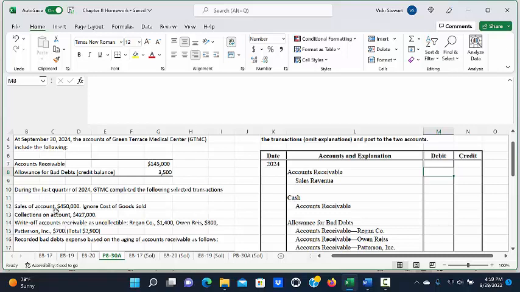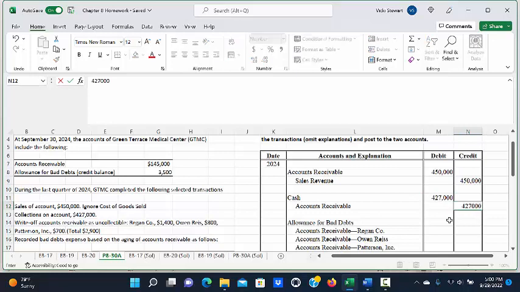The first information states that they had sales on account of $450,000 and ignore cost of goods sold. So to record this transaction, we would debit accounts receivables for $450,000 and credit sales revenue for the same amount. Next, it states that they collected on account $427,000. So we would debit cash for $427,000 and we would credit accounts receivables for the same amount.